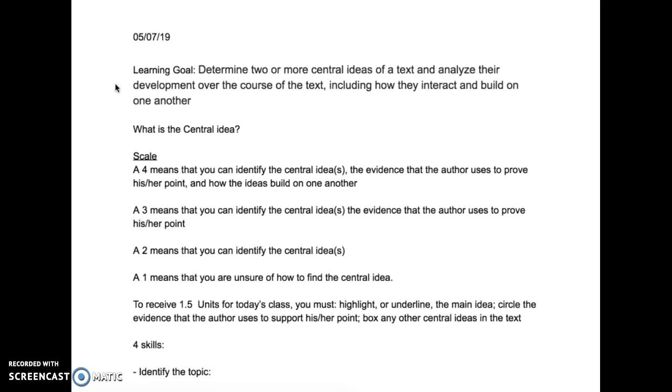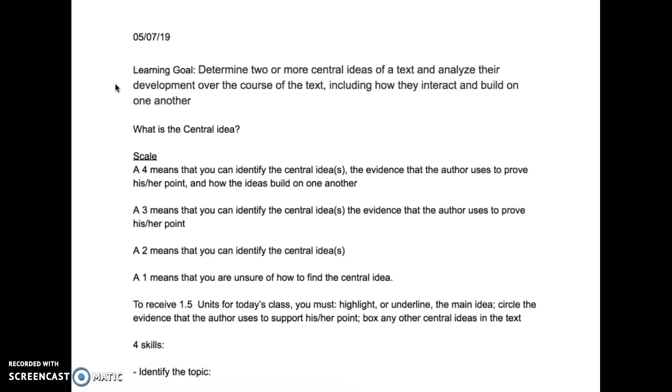Our learning goal for today should look familiar. It is to determine two or more central ideas of a text and analyze how their development over that text shows how those couple central ideas can build on one another. The skill should look familiar today.